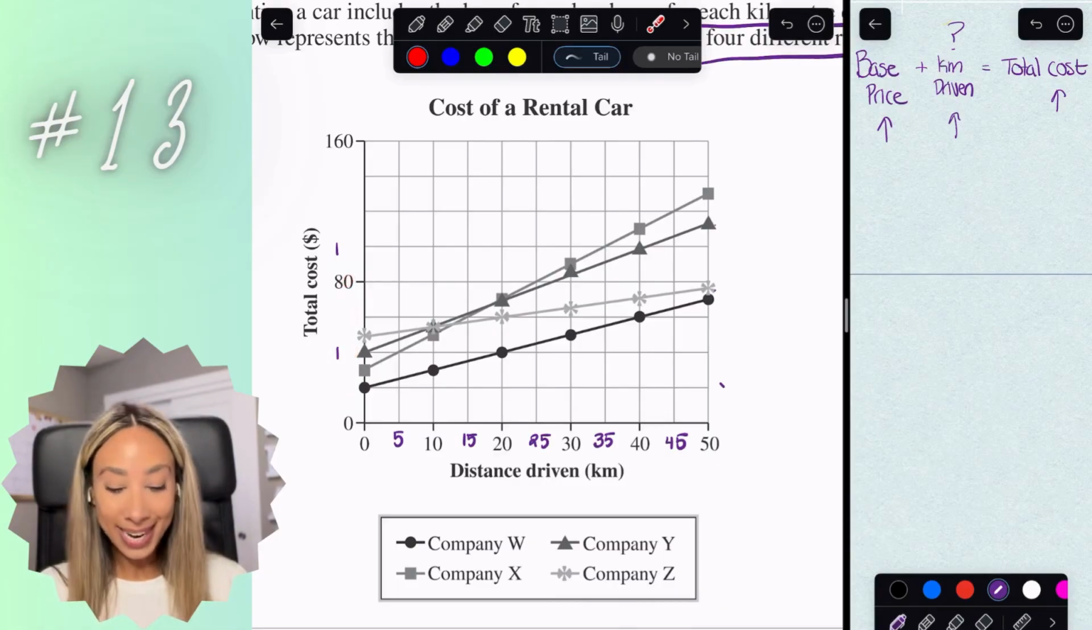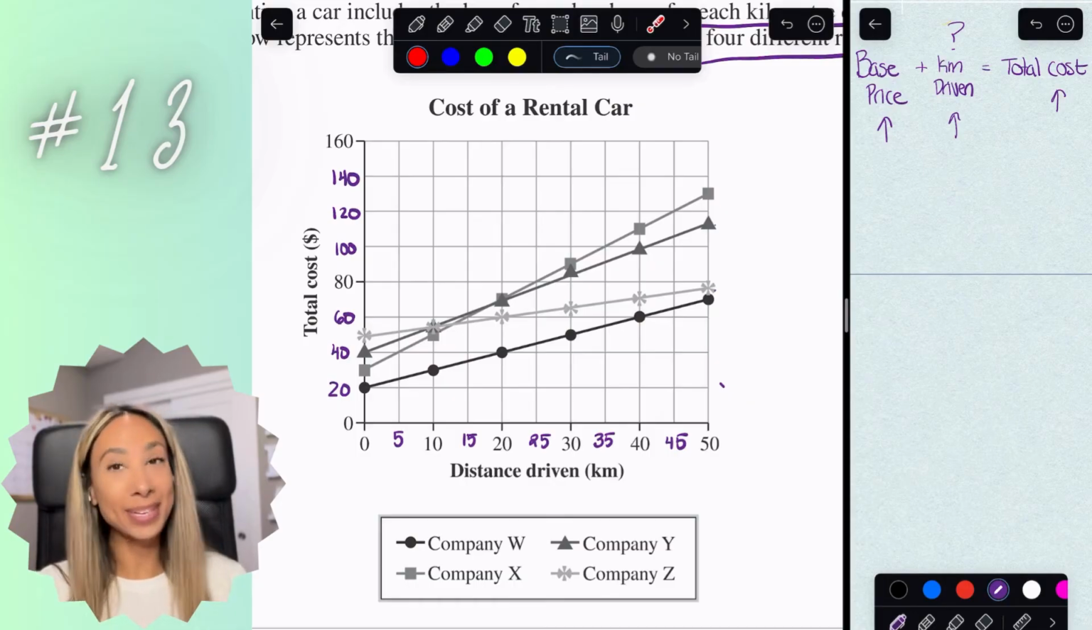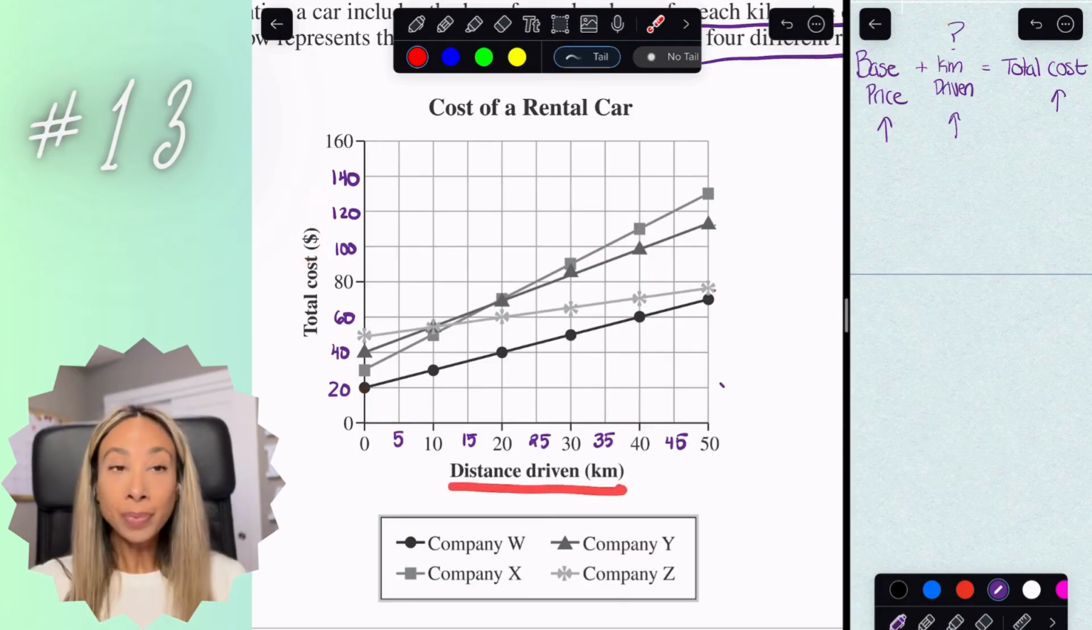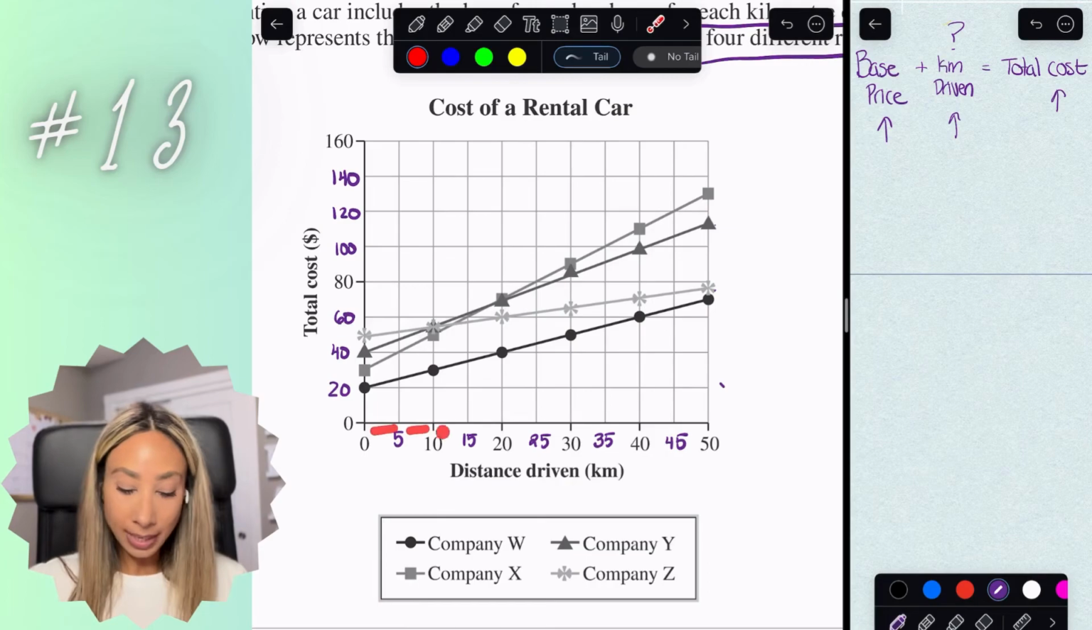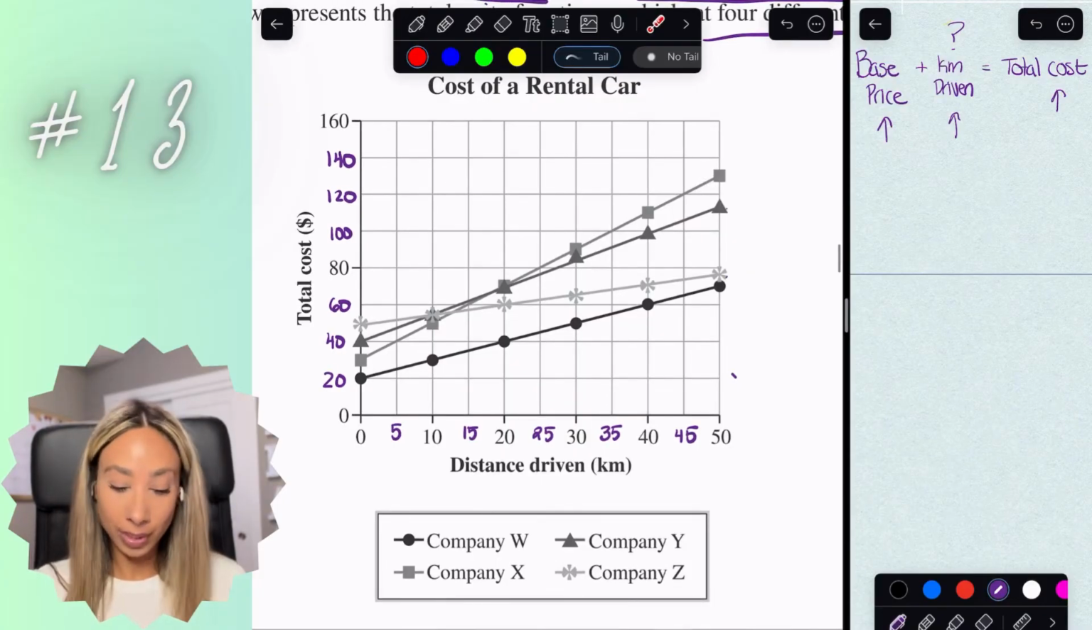Now, because we're dealing with tens, I can start popping in a 0 to fill in my y-axis. So that means each little space here is actually a $20 jump. And same idea with the x-axis, each little space here is a 5 kilometer jump. Now that's going to be important for when we think about how to read this graph.